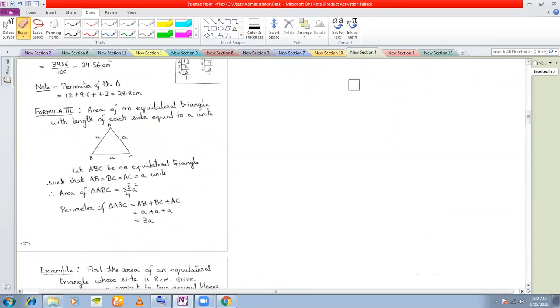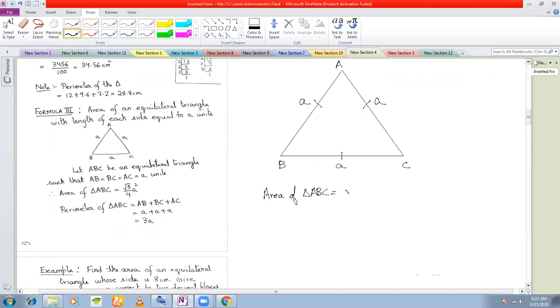So you have, let's say, an equilateral triangle ABC. Each side is, say, a units of this triangle. All sides are equal. And obviously each angle is also 60°, but we don't need the angles for the time being here. If each side of the equilateral triangle is given to you, then the area of this triangle ABC is root 3 by 4 into a square. Formula to be remembered. Okay.